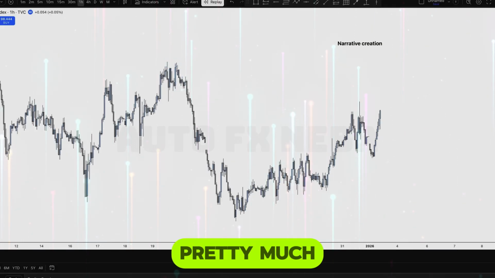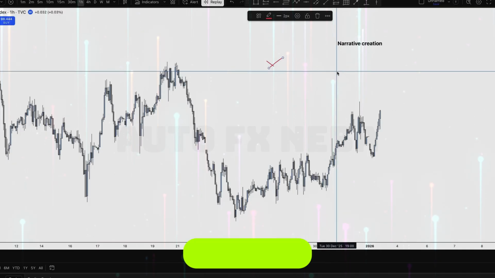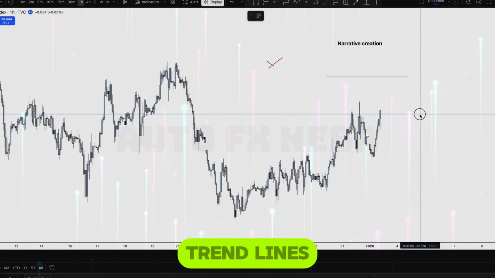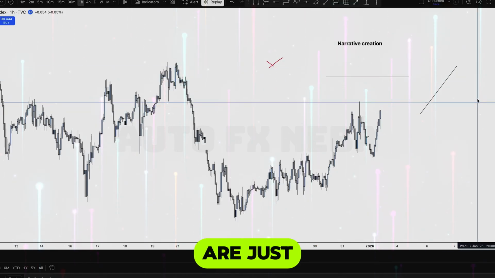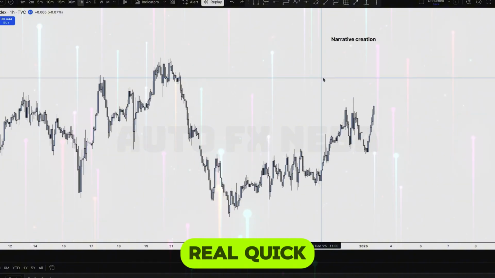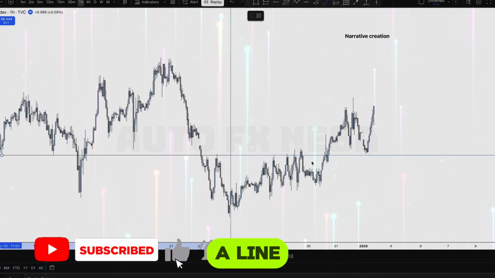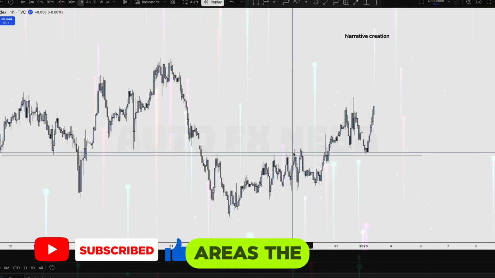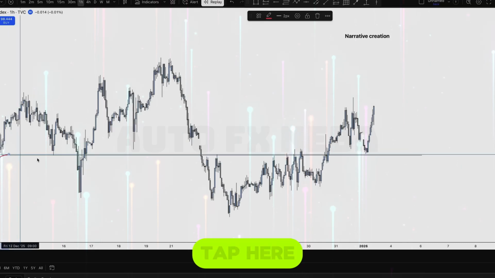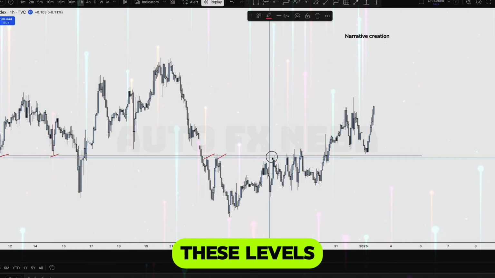Now, that pretty much eliminates immediately chart patterns, they're out of the question, and other things like support and resistance and trend lines, which to a degree are just patterns in their own right, okay? So to show you what those are real quick and why I avoid them, a support or resistance level is simply a line that we draw on the chart based on areas the market's reacted from. So for this example, you can see we had a tap here, and then we broke and we tapped the market at these levels and here again.